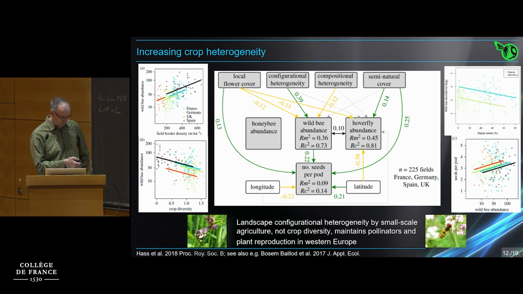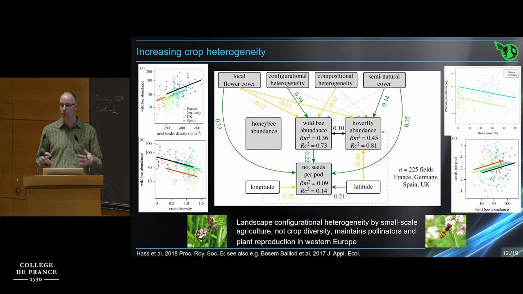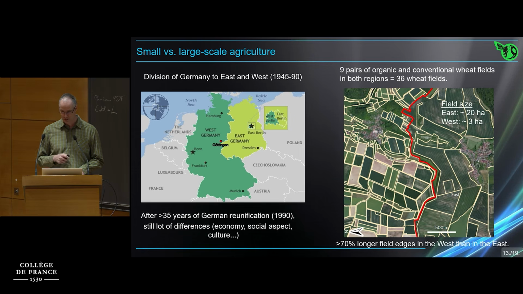So the title of the paper, which is the conclusion: landscape configuration heterogeneity by small-scale agriculture and not the crop diversity maintains the pollinators in Europe and also the plant production, we think.